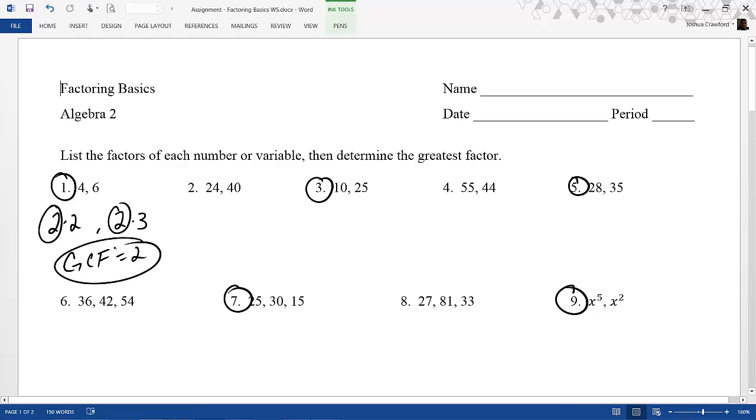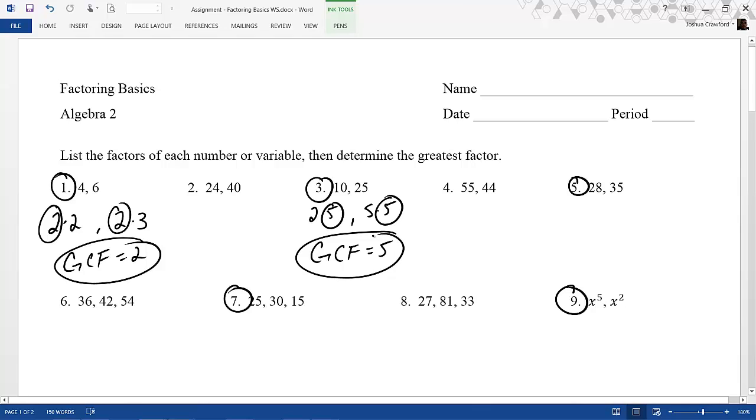All right, number 3, 10 breaks up to 2 times 5. 25 breaks up to 5 times 5. The only thing in common will be 5, so your GCF will equal 5.